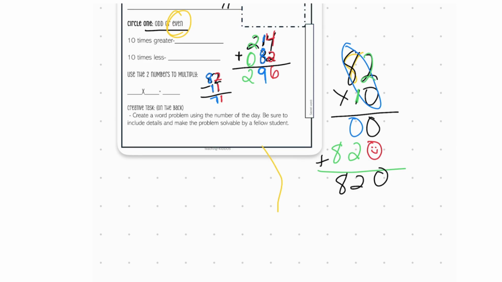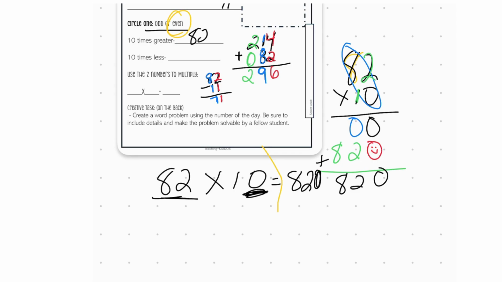Or even easier is all you're doing is here's our base number, so 82, and then remember we're just going to add how many zeros are at the end of the 10, or the end of the 1, and so that would just be 10. So your answer again would be 820. So either one has the same answer. It's just however you decide to do it, but most people like this one.